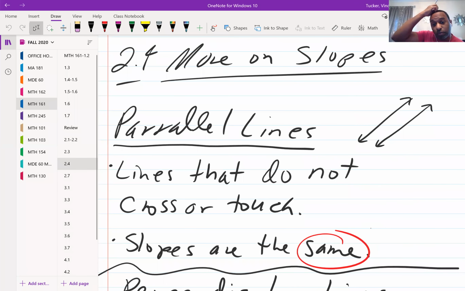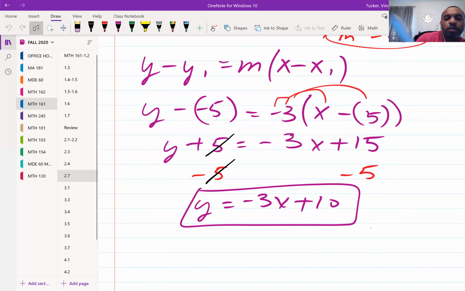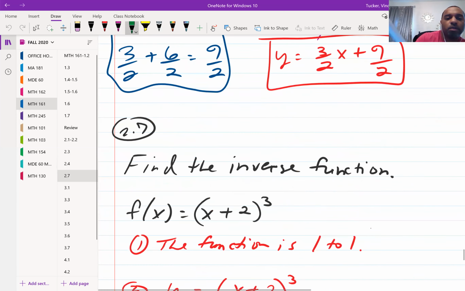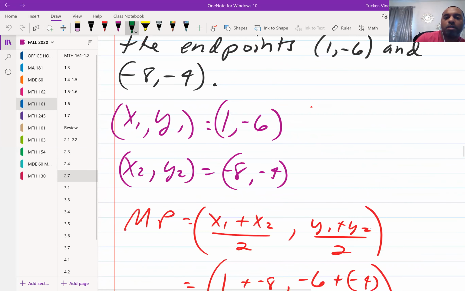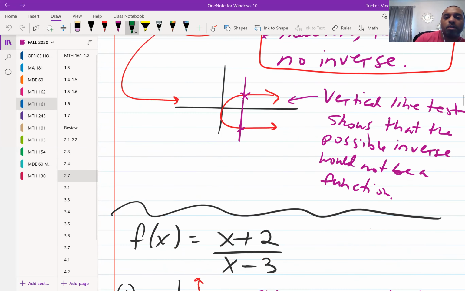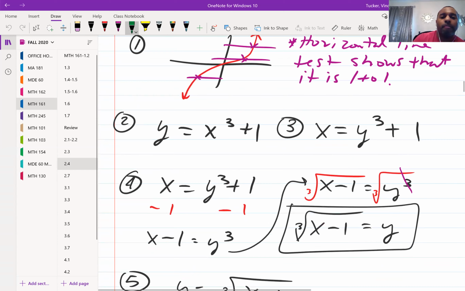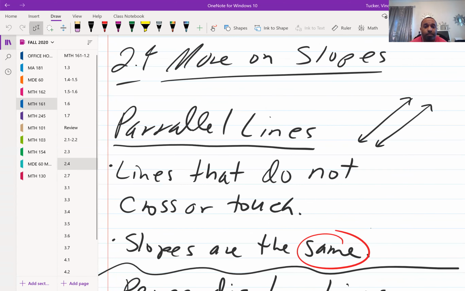All right, so we can start 2.4. Today's 2.4 jumps to 2.7. What's going on here? Oh, okay, gotcha. All right, so 2.4, more on slopes.